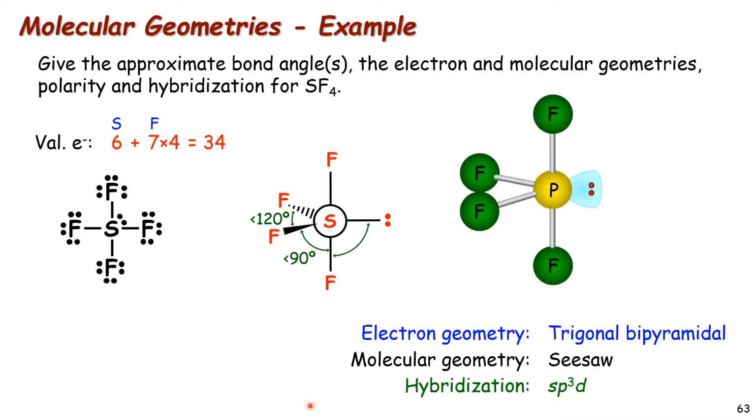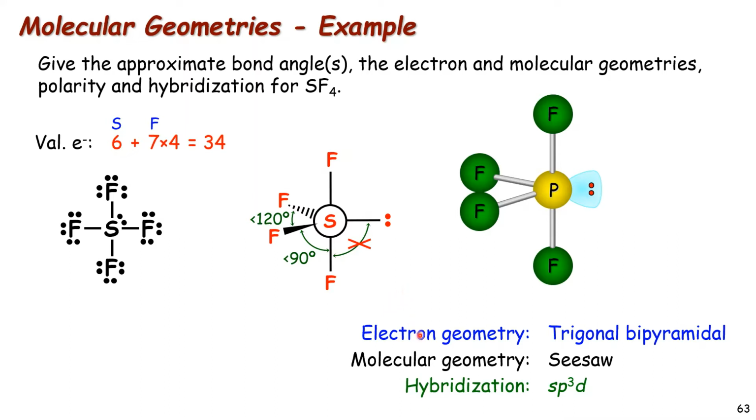Now let's look at the bond angle on the lone pair. Well, that's not possible. Bond angles are between 3 atoms. So there is no bond angle to the lone pair. Remember, we can't see the lone pair.